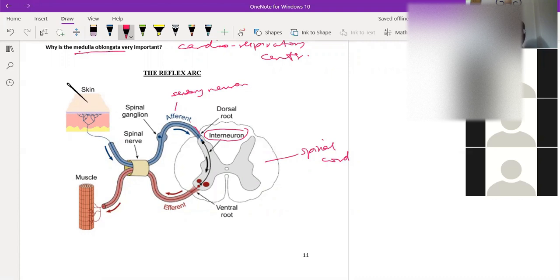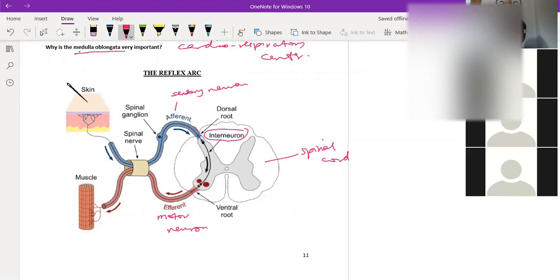Another name for the efferent neuron is the motor neuron. Okay, another name for it. So the efferent neuron, motor neuron, and then that initiates an action. It goes to a muscle, and then you can lift up your leg. So it's a quick response that occurs at the level of the spinal cord.